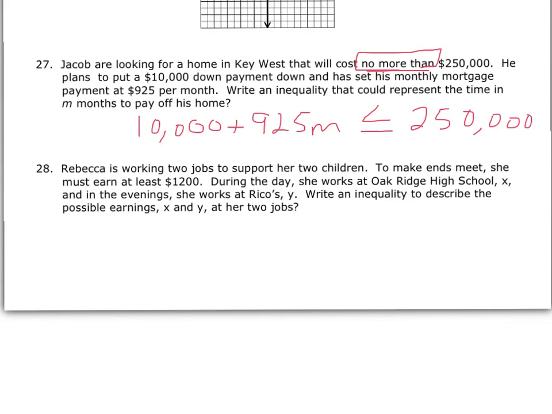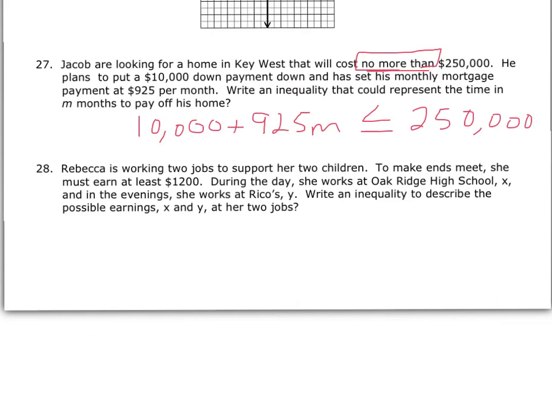All right, Rebecca is working 2 jobs to support her 2 children. To make ends meet, she must earn at least $1,200. During the day, she works at Oak Ridge High School, x, and in the evening she works at Rico's, y. Write an inequality to describe the possible earnings for x and y at her 2 jobs.